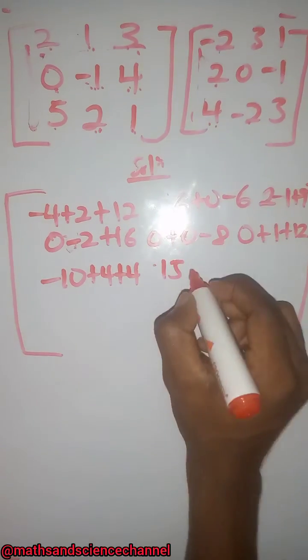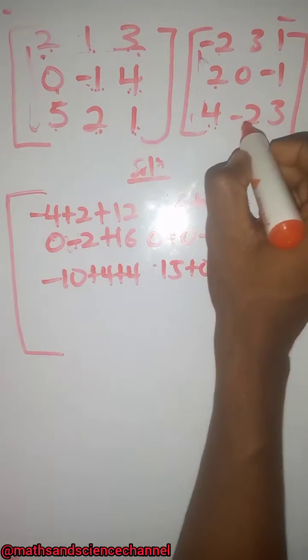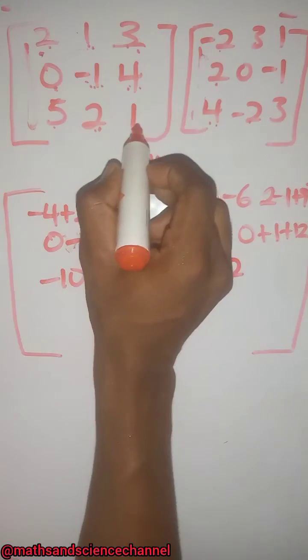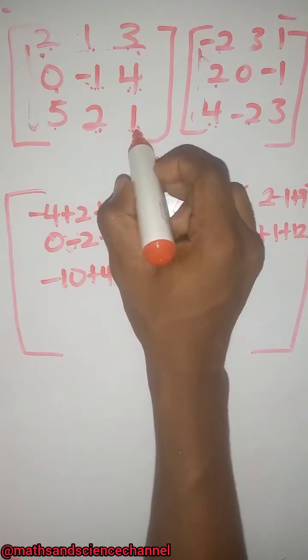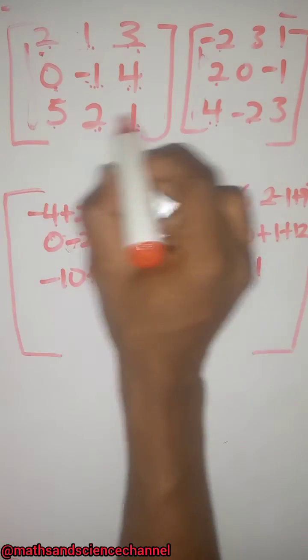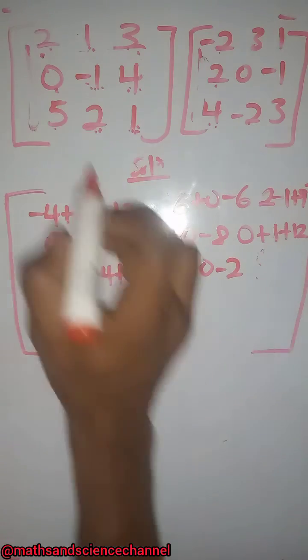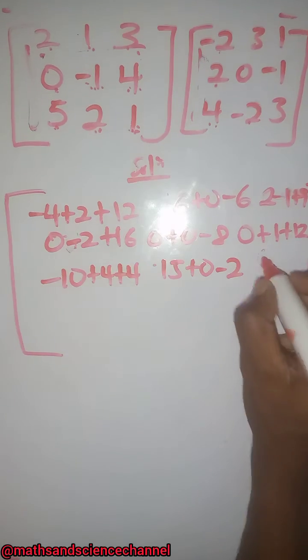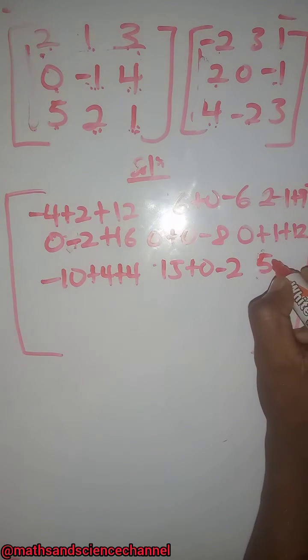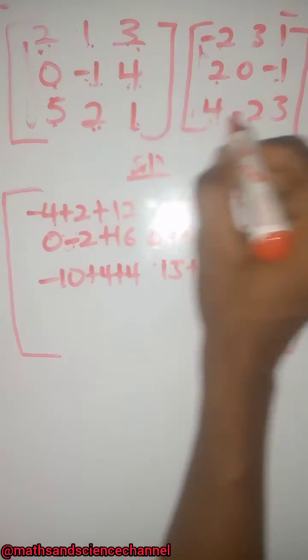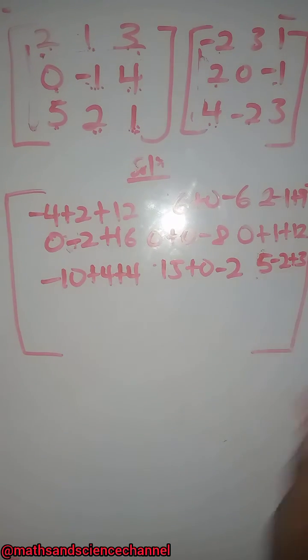2 multiplied by 0 here gives us 0. 1 multiplied by negative 2 gives us negative 2. 1 here multiplied by 1 here gives us positive 1. We are moving on to the next one. So 5 multiplied by 1 here gives us 5. And then we have 2 multiplied by negative 1 here gives us negative 2. 1 multiplied by 3 here gives us positive 3 in this case.